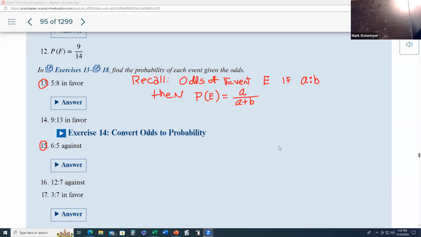Okay, so they give you the odds in favor of an event occurring or the odds of an event not occurring, and they want us to convert these odds into probabilities. Well, I've shown you the formula in general. If the odds of event E occurring is A to B, then the probability of event E occurring is going to be A divided by A plus B. That's always the formula used to convert from odds to probabilities. So using that formula, we're going to answer questions 13 and 15.